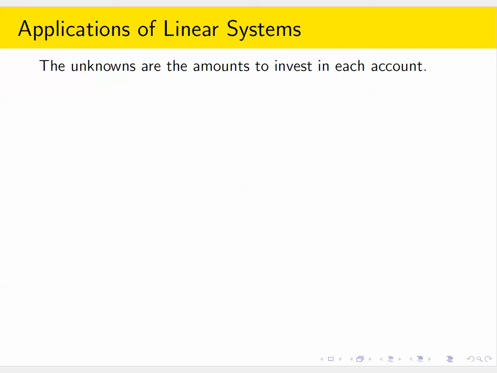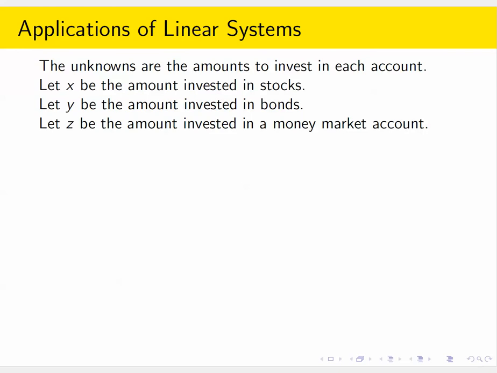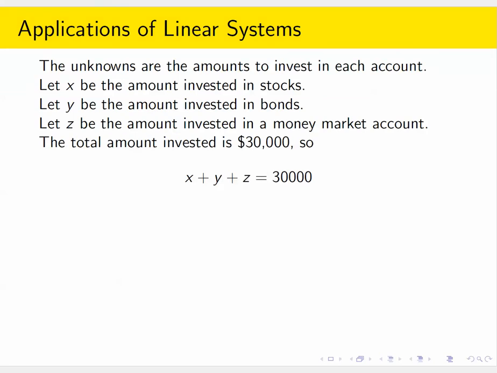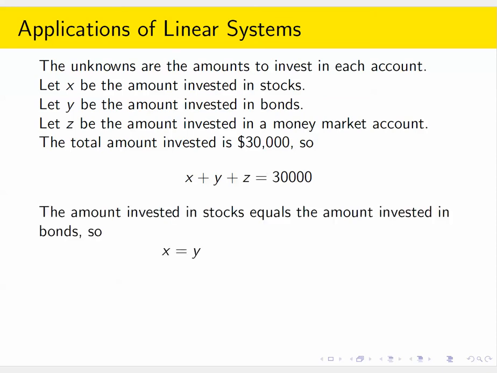The unknowns in this question are how much to invest in each of the three accounts. So let's let X represent how much we're going to invest in stocks, Y will represent how much we're going to invest in bonds, and Z will represent the amount we will invest in the money market. Now we know the total amount we're going to invest is $30,000. So if we add up X, Y, and Z, that should equal 30,000. We also said in the problem description that we wanted to put the same amount in stocks that we do in bonds. So the amount invested in stocks, X, should equal the amount invested in bonds, Y.